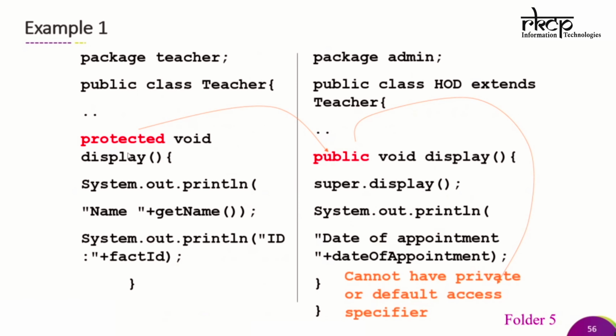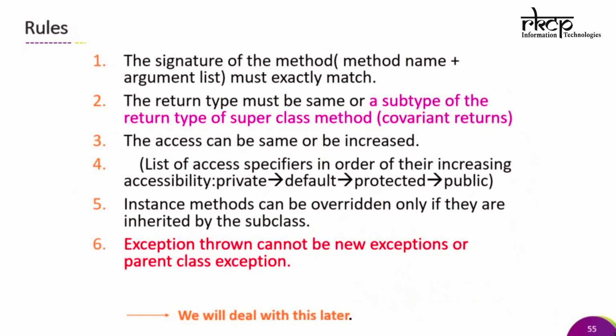What does that mean? See here, I'm using protected in the parent class teacher, but in the child class I'm using public. Yes, it is possible, it will be allowed, no issues. But if the parent has public and I want to use protected in the child, it will not be allowed. It should not narrow, it should not decrease, it can increase. So this is rule number 3 for access specifiers in any overriding.